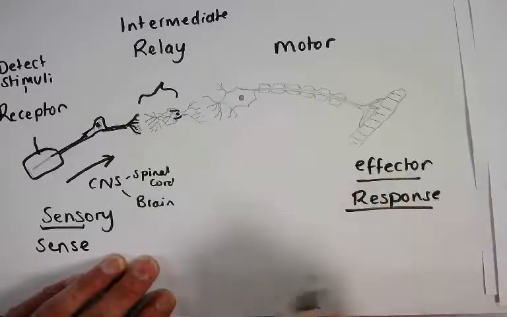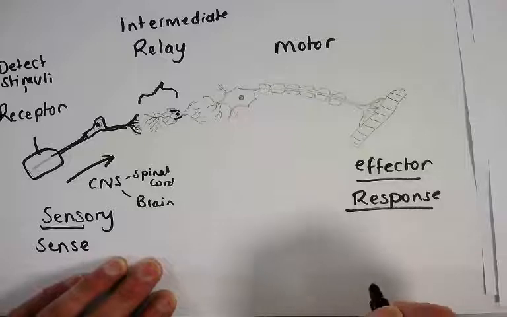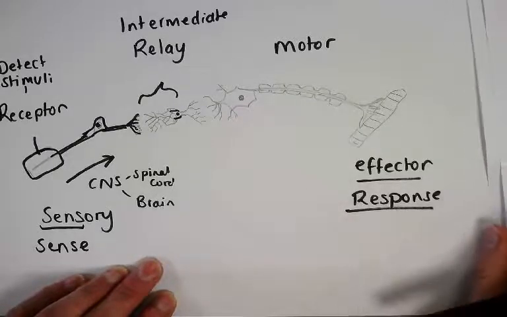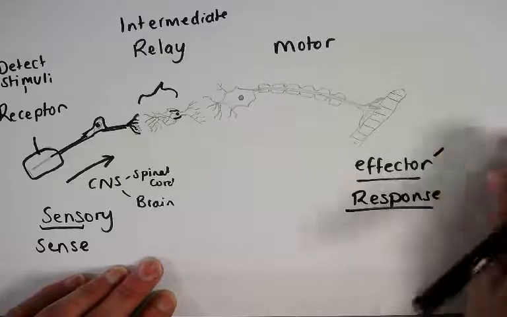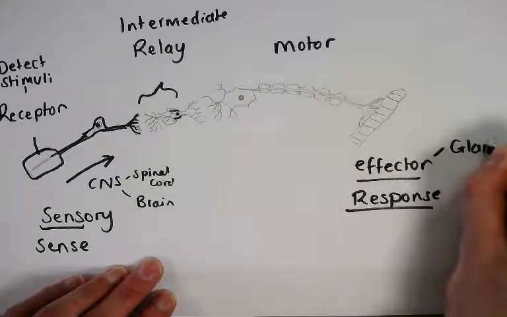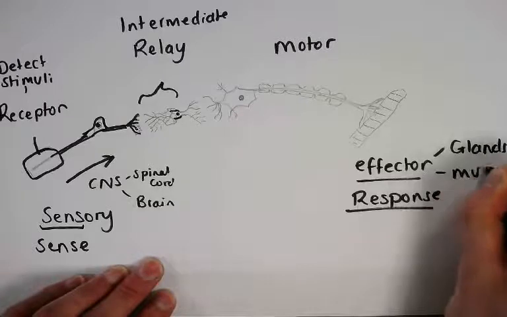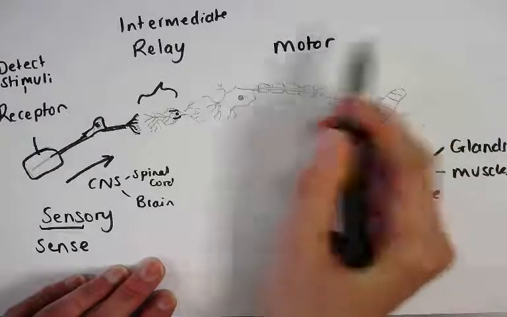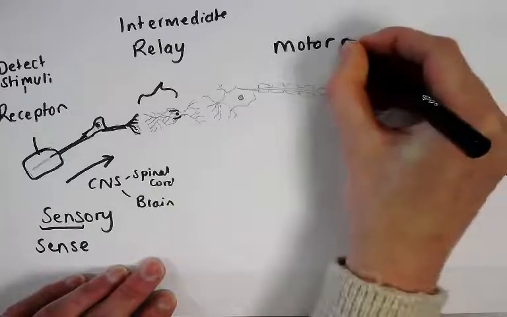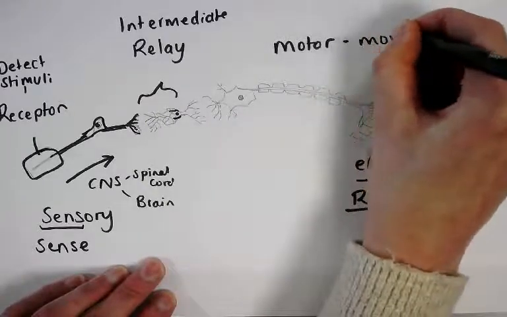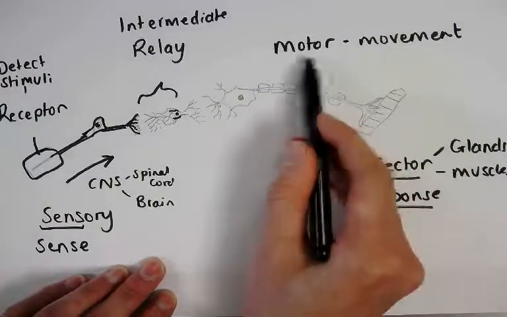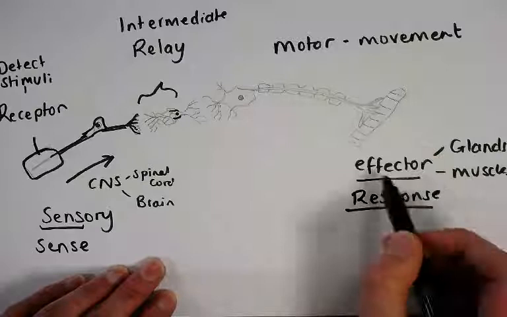Okay, so that could be some kind of muscle contraction or relaxation, or it could be a gland releasing some form of hormone. So effectors are always either glands or muscles. The way I remember that is the last one is always a motor neuron. If you think of a motor, it's associated with some kind of movement, some kind of response. So that's the way I remember that. The motor neuron is the final neuron because it's linked to the effector.